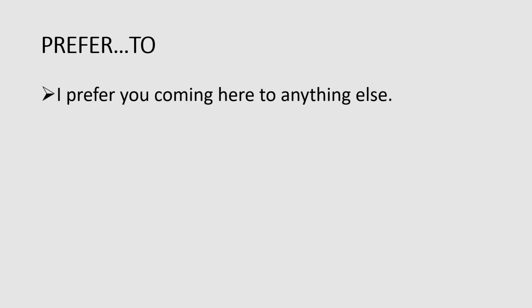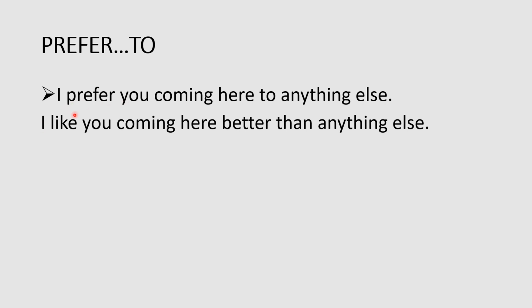Let's take a look at some complicated ones. I prefer you coming here to anything else. Here they have given us a sentence that has prefer to, so they want us to rewrite it using maybe like or love or something like that. So this is reverse now. We were transforming from something else to prefer to, but now it's prefer to something else. So I prefer becomes like, and to becomes better than or more than anything else. That's how to do reverse transformation.